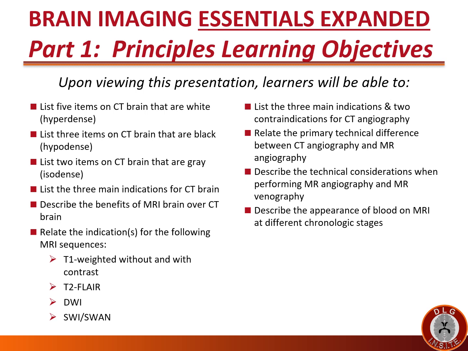List the 3 main indications and 2 contraindications for CT angiography. Relate the primary technical difference between CT angiography and MR angiography. Describe the technical considerations when performing MR angiography and MR venography, and describe the appearance of blood on MRI at different chronologic stages.